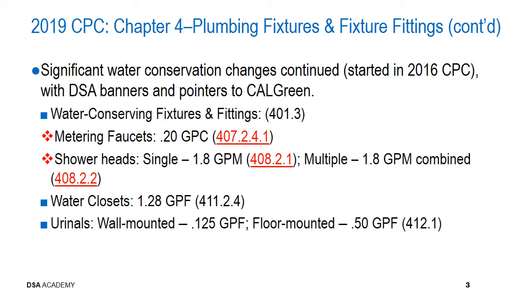Beginning in the 2016 edition of the California Plumbing Code, the Division of the State Architect, as well as other state agencies, launched an aggressive attempt to conserve water in the state of California. As part of that attempt, significant water conserving fixtures were identified and in fact required for installation subsequent to that date. The 2019 edition has continued those water conserving efforts, including additional requirements for some other systems.